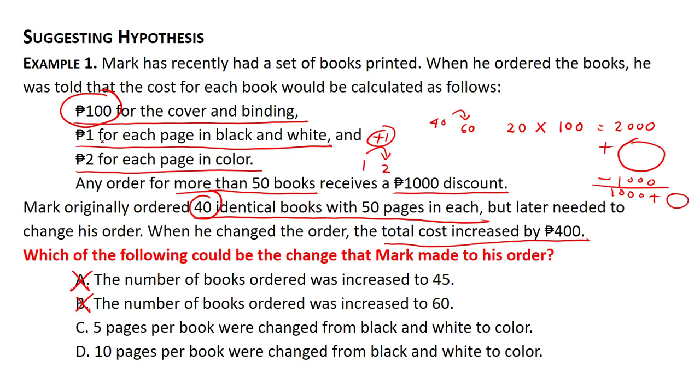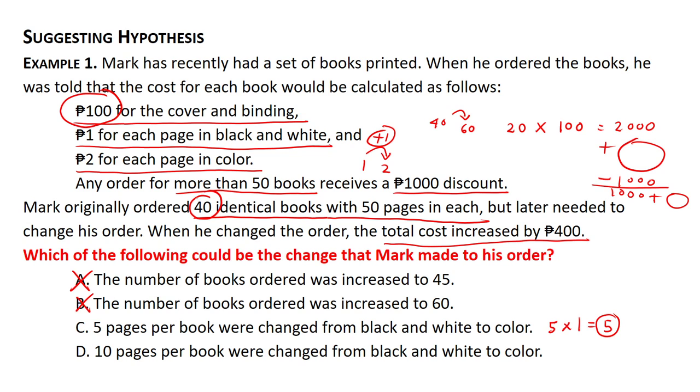Okay, so I hope you understand that if you go from black and white, the original cost is 1, and you change it into a colored page that will cost 2 pesos, that means the increase is only 1 peso. So if 5 pages were changed from black and white to colored, the increase will be 5 times the amount of increase per page. That means positive 1, a change of 1. So that means our cost for each book will increase by 5 pesos.